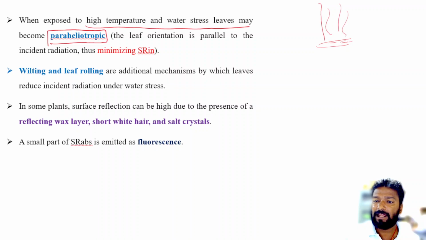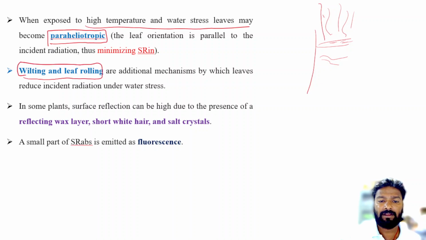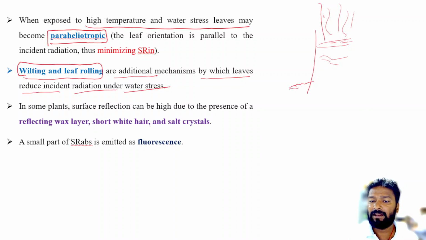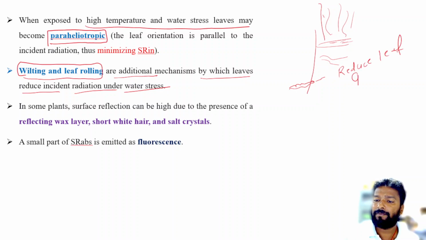To minimize the solar radiation for the lower leaves. Okay, also the wilting and leaf rolling are additional mechanisms by which leaves reduce the incidence radiation under water stress. So some leaves reduce the leaf area by leaf rolling.